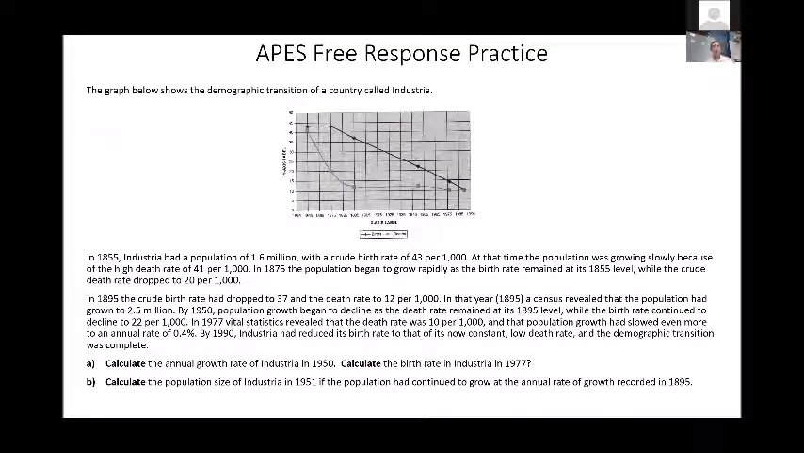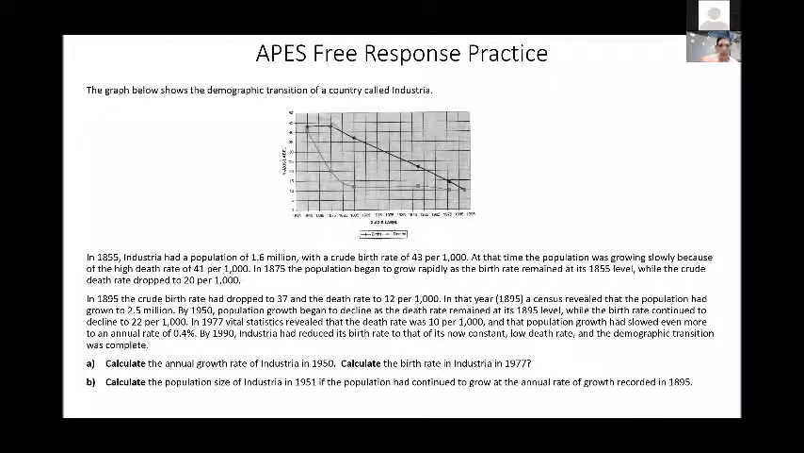So let's practice with a free response. The graph below shows the demographic transition of a country called Industria. In 1855, Industria had a population of 1.6 million with a crude birth rate of 43 per 1,000. At that time, the population was growing slowly because it had a high death rate of 41 per 1,000. In 1875, the population began to grow rapidly as the birth rate remained at its 1855 level, while the crude death rate dropped to 20 per 1,000.